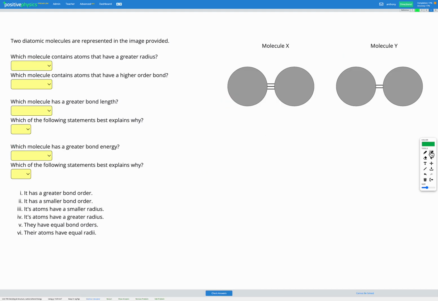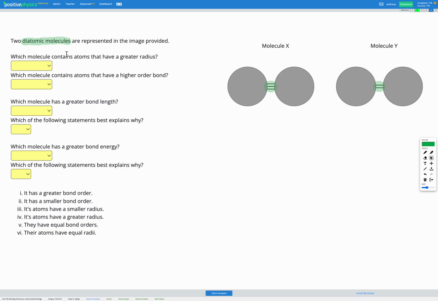In this question, we have two diatomic molecules. That means molecules made of two atoms, shown in the image. If we look at molecule X and Y, we can see the sizes of our atoms in those molecules look the same in both molecule X and Y. But if we look at the bond, molecule X has 3 lines in its bond, showing that it's a triple bond or a third order bond, whereas molecule Y only has 2 lines between it, showing that it's a double covalent bond or a second order bond.